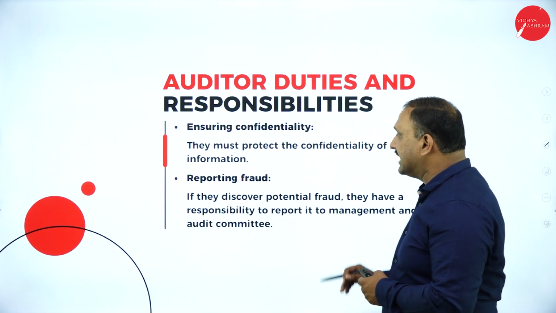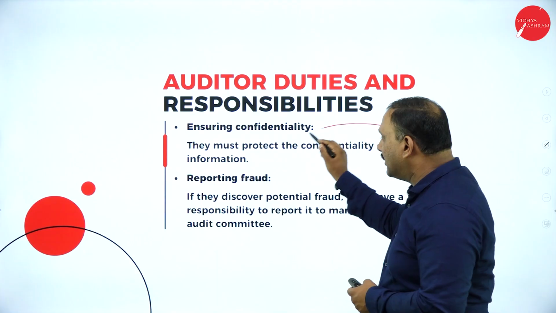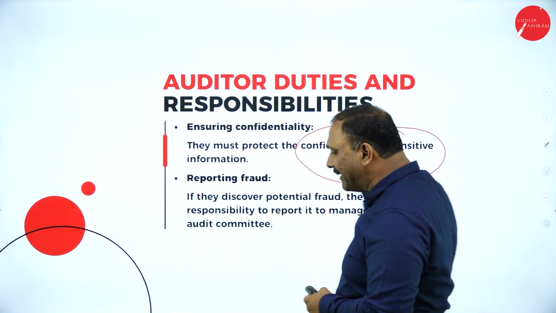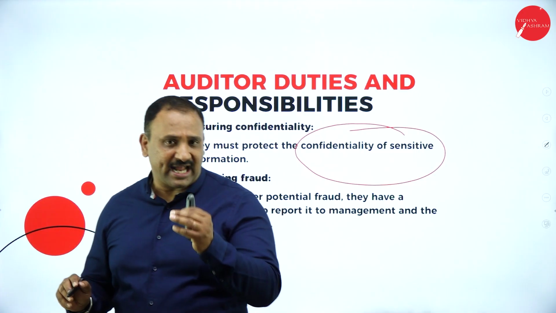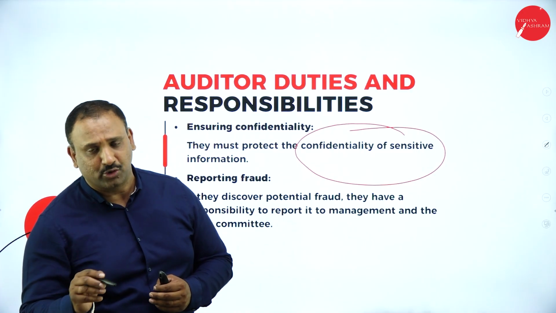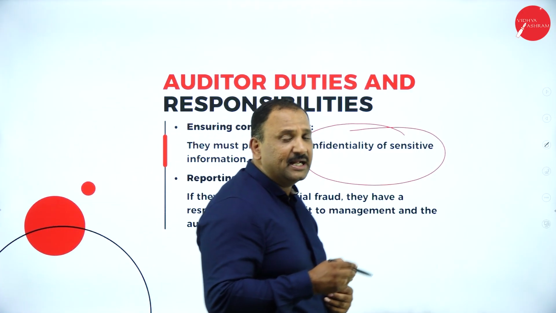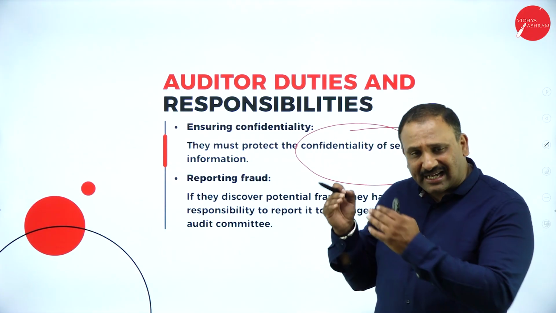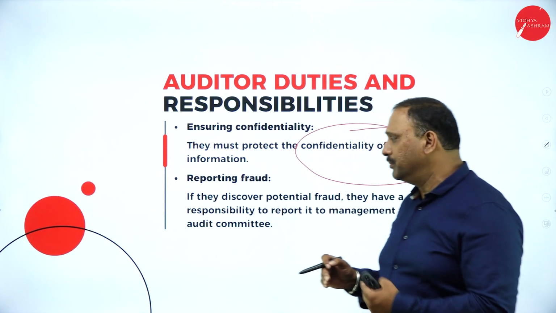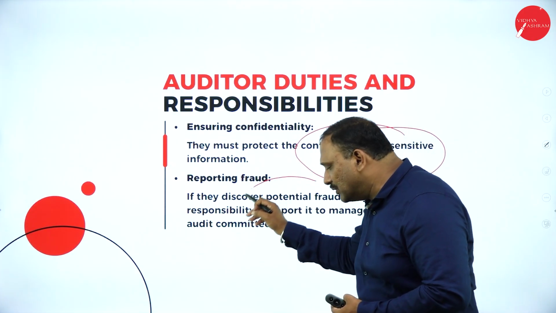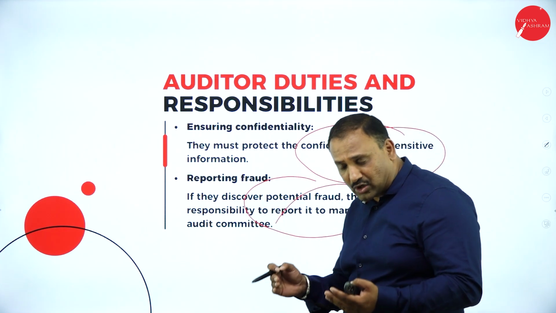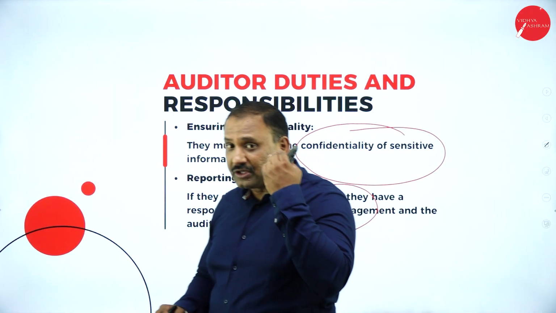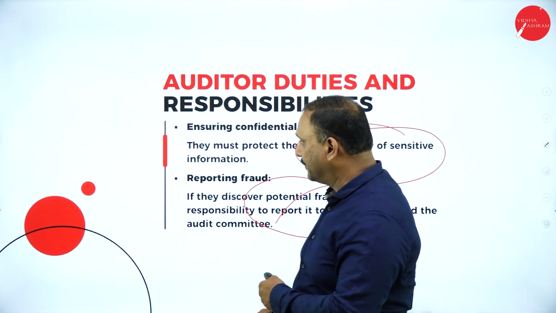The next thing is ensuring confidentiality. As an auditor, you need to maintain confidentiality on sensitive reports and information. There should be a non-disclosure agreement that needs to be signed, and you need to maintain that secrecy with the clients with whom you are operating. Anytime you discover anything that is fraud, illegal, or not according to the standards, you need to report immediately to the board.